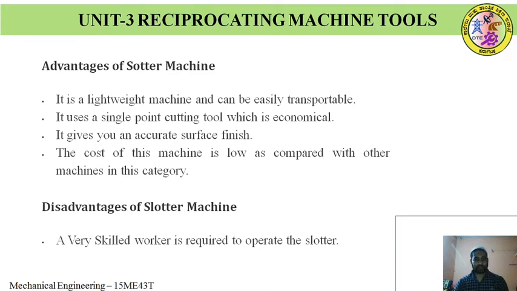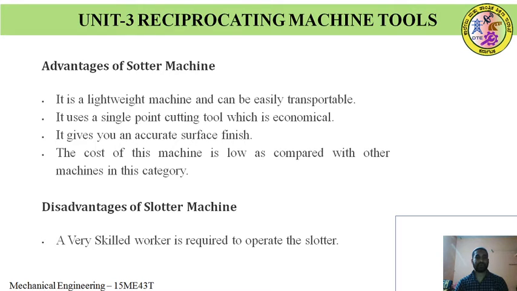Next, the advantages of the slotter machine. It is a lightweight machine and can be easily transported. Compared to the planer machine, which is heavier, the slotter machine is light in weight and can be transported easily. It uses a single point cutting tool, which is very economical. Like the planer and shaper machine, it uses a single point cutting tool, which is available at a low cost in the market.